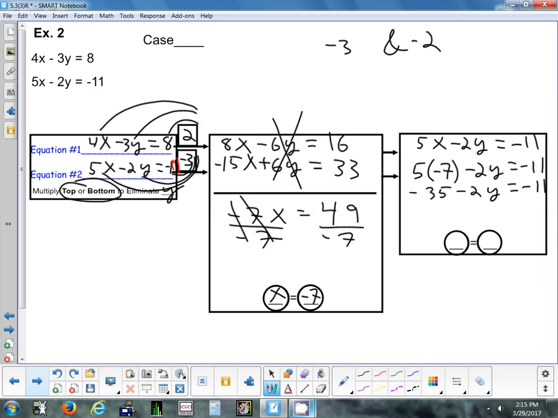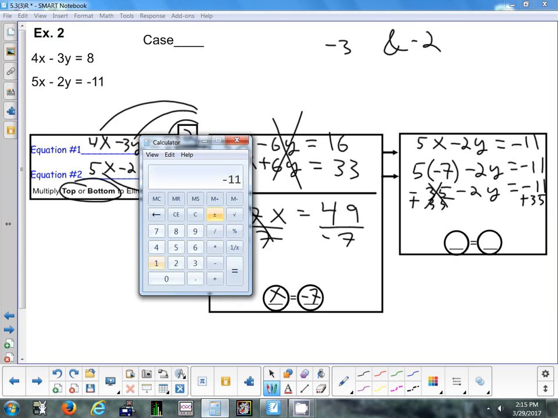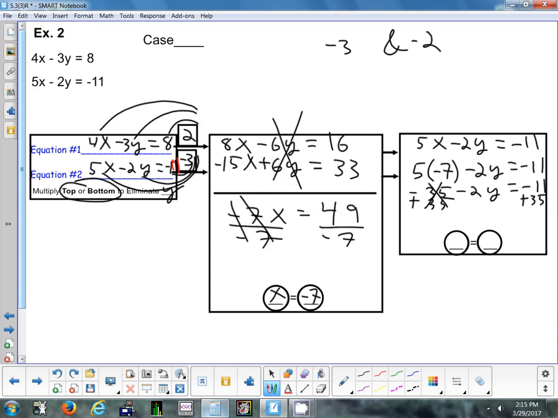All right, we got to move that negative 35 to the other side. So we're going to add it. Add 35. Okay, and if you need your calculator, you can use it. Negative 11 plus 35 gives me 24. Okay, so we got negative 2y equals 24. Now my last step, we want to get y by itself. So what's our last step, Vanessa?